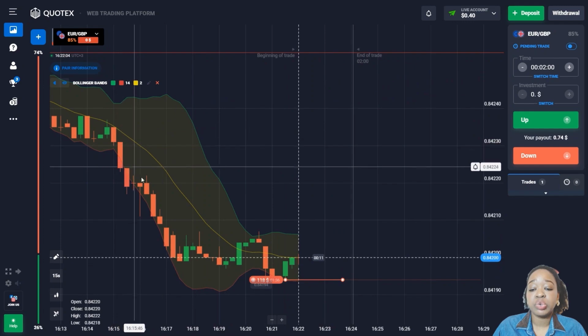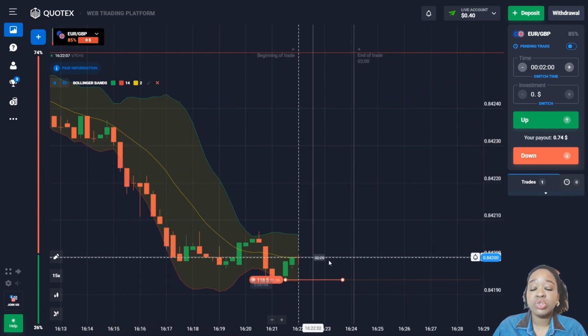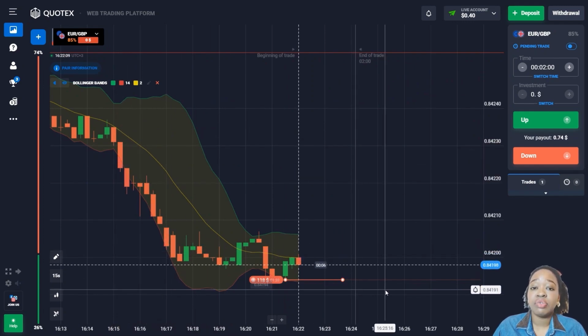It's more likely that the price will continue to move down in the downtrend here. And also, I'm using 2 minutes with the reserve. Let me wait for the end of this trade.